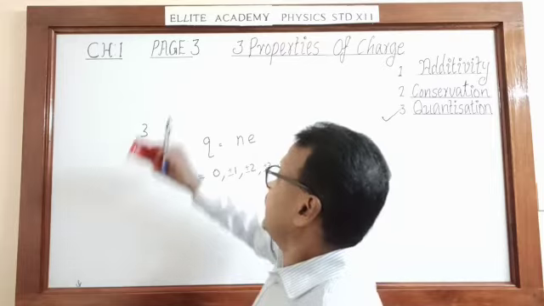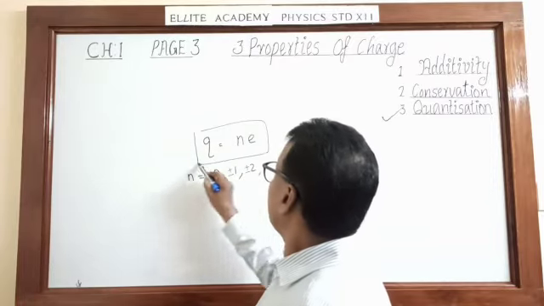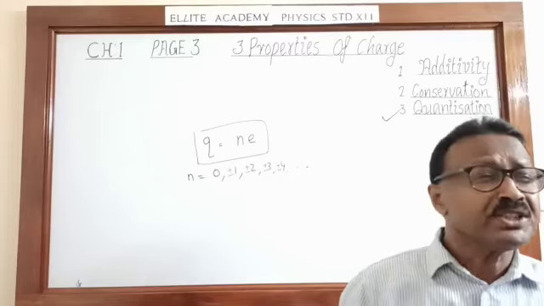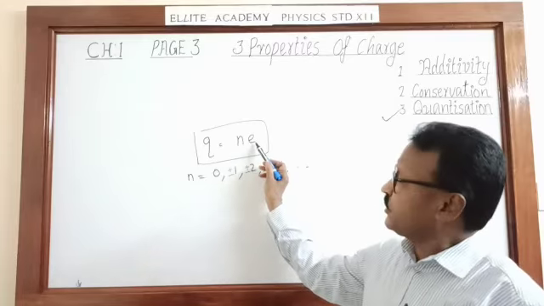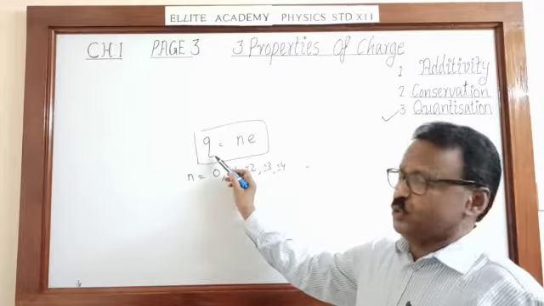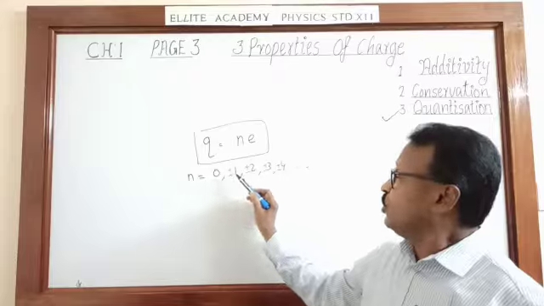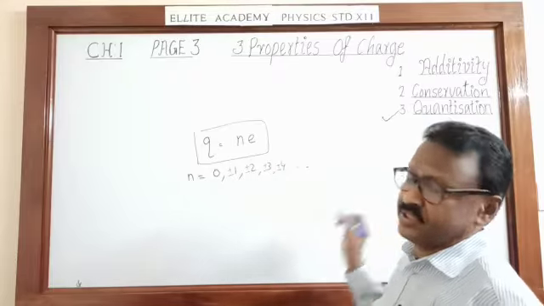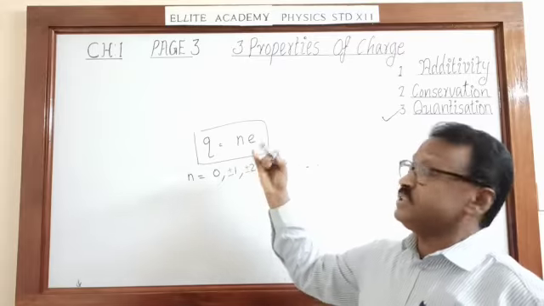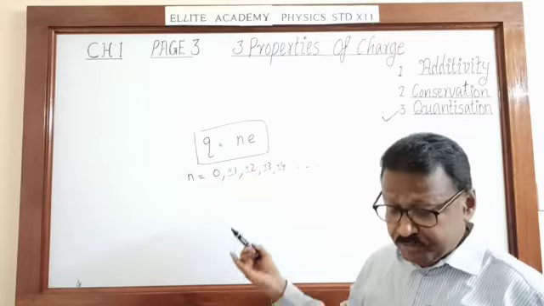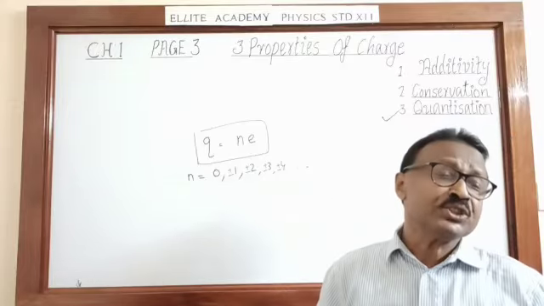So what is the expression for quantization of charge? That will be Q equal to ne. Another simple formula: Q is equal to ne, where e is the charge of the electron, Q is the total charge on a body, and n is an integer, 0, 1, 2, 3, 4, etc. If it is negatively charged, I will get minus. If it is positively charged, I will get plus. Out of this, what they ask from the exam point of view: what do you mean by quantization of charge?